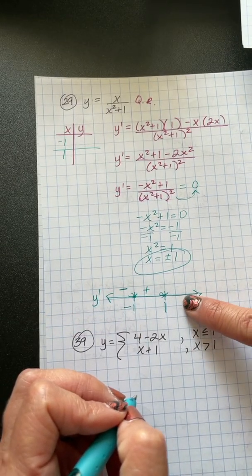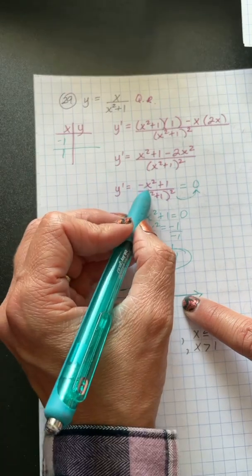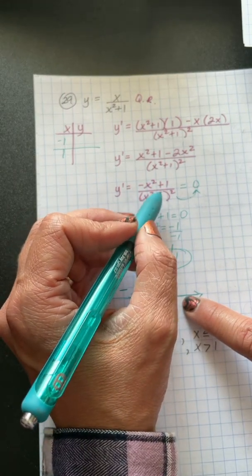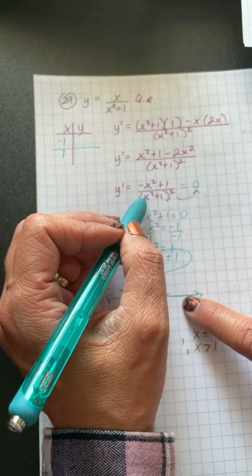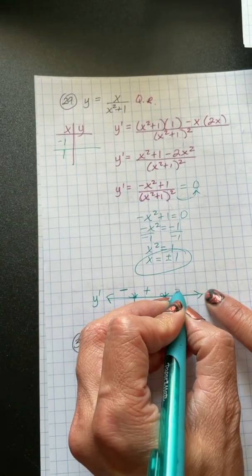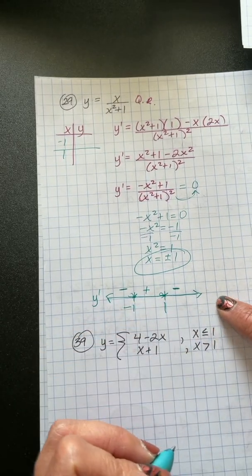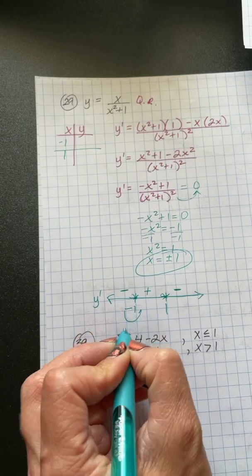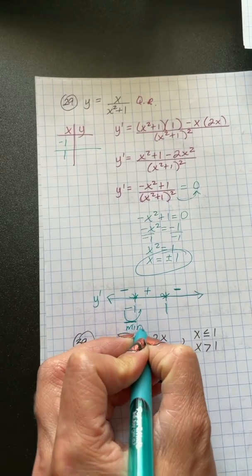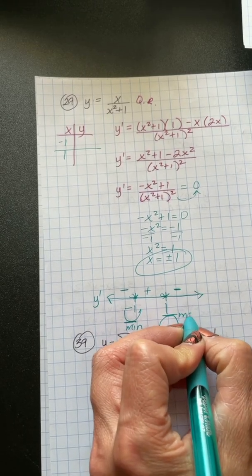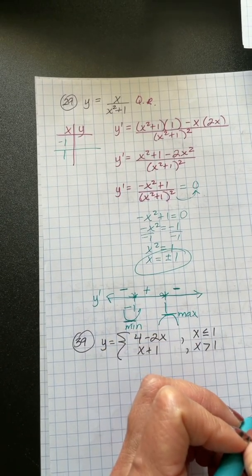And then if I plug in something bigger than 1, like a 2, 2 squared is 4, but there's a negative out front. -4 plus 1 is -3. So I have a negative in the numerator. And 2 squared is 4, 4 plus 1 is 5. It's going to be a positive in the denominator. So negative over a positive is negative. So that means I have a minimum here, and positive to negative, so maximum here. So I have a min and a max.